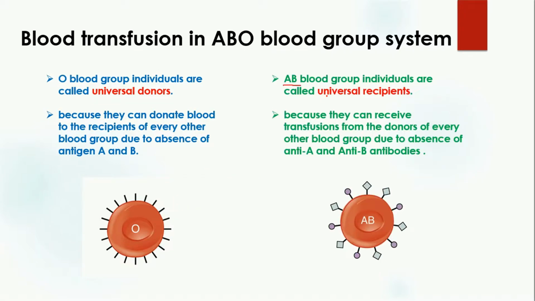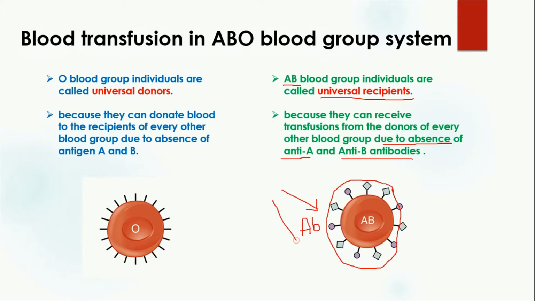Similarly, the individuals having blood group AB are known as universal recipients. Recipient means they can take blood from any blood group type because of the absence of anti-A and anti-B antibodies. They do have antigen A and antigen B, but they do not have the antibodies. So they can easily receive blood from any type because there are no antibodies present in their serum or in their blood that can attack.